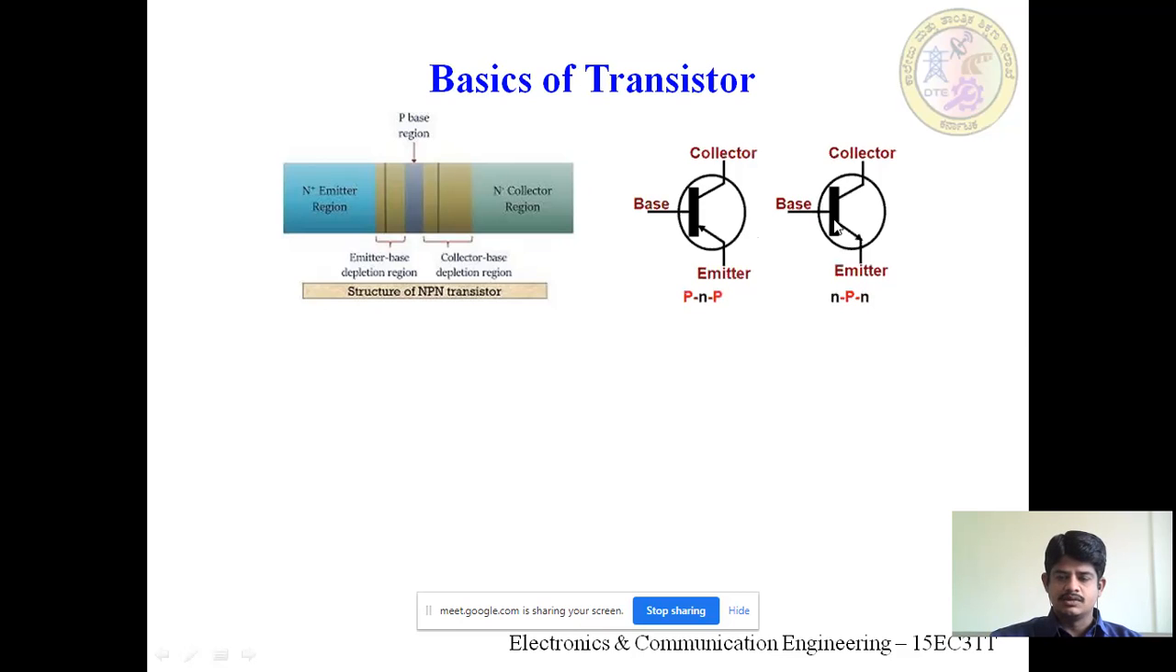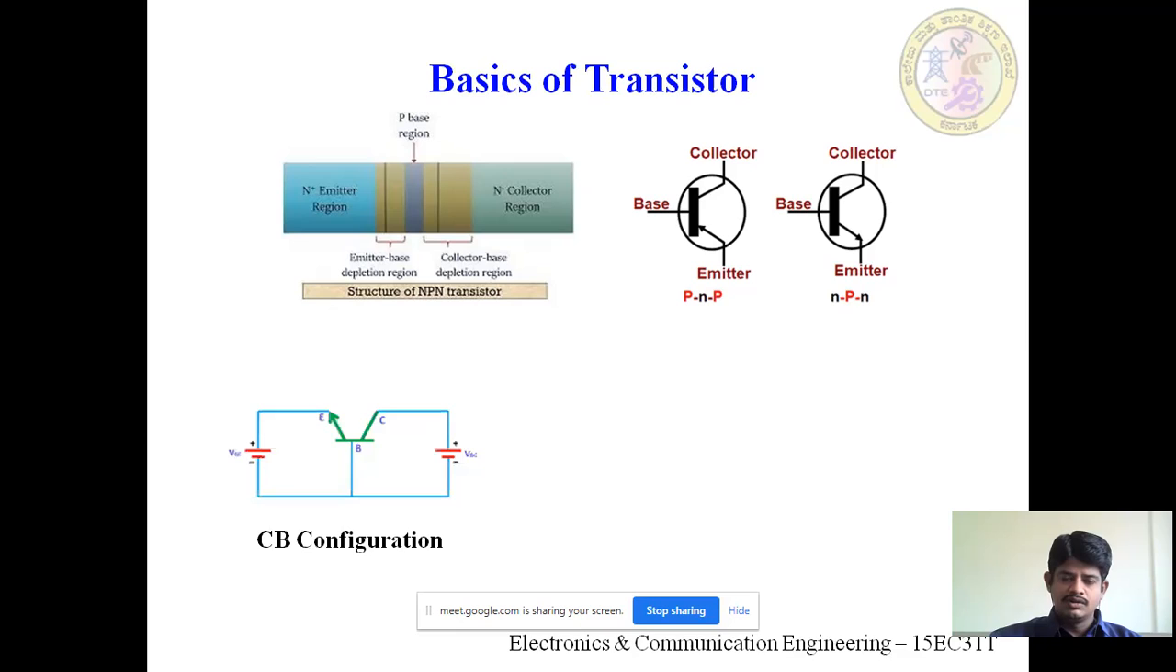Next, these are the symbols of NPN and PNP. You can see here we have three terminals: emitter, base, and collector. The emitter is indicated by the arrow mark. So the arrow mark indicates the emitter of a transistor. To indicate whether it's a PNP or NPN, we have the arrow mark direction. If the arrow mark direction is towards the base, it indicates a PNP. If the arrow mark direction is away from the base, it indicates an NPN. So this is the basics of transistor symbols.